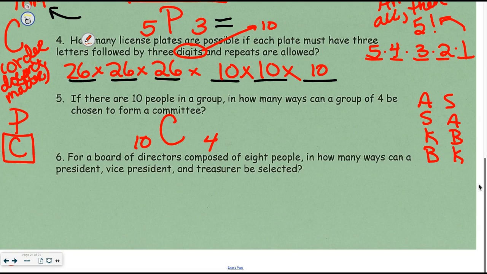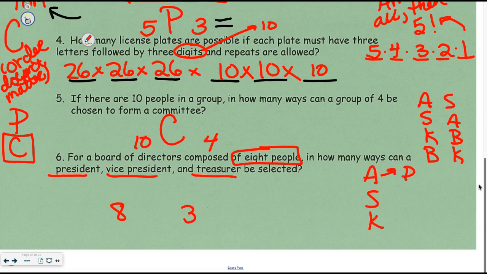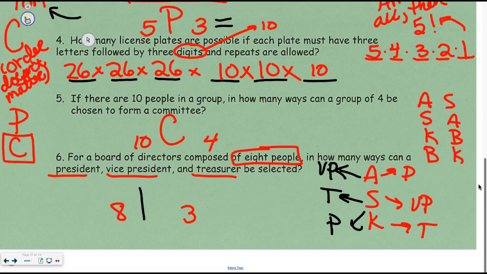Watch the next one. We're going to have 8 people on our board of directors, and we're going to be choosing 3 of them, but we're assigning them a role. So back to Alicia, Sam, Kaden. If I say you're president, you're vice president, and you're the treasurer, that's very different than if I say, no, you're vice president, you're treasurer, and you're the president. See how that's changing the order matters. So that becomes a permutation problem, and you do those on your calculator.